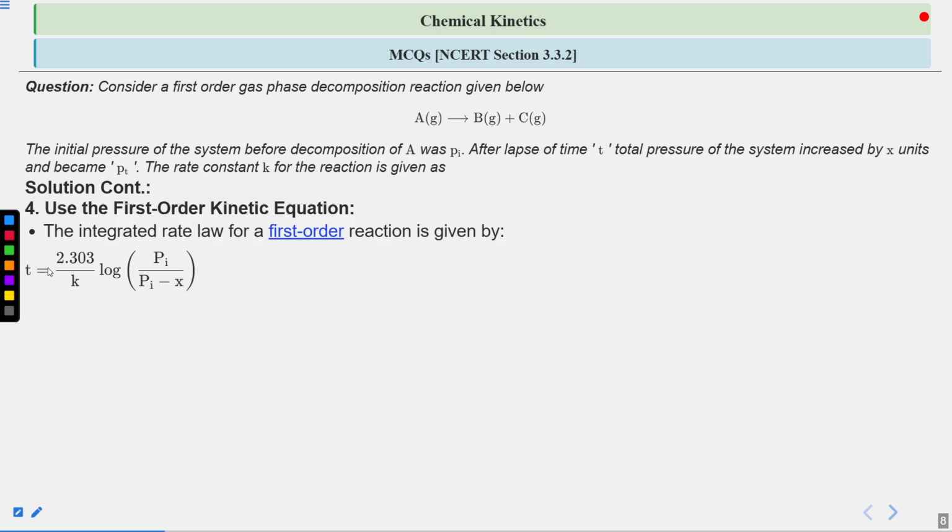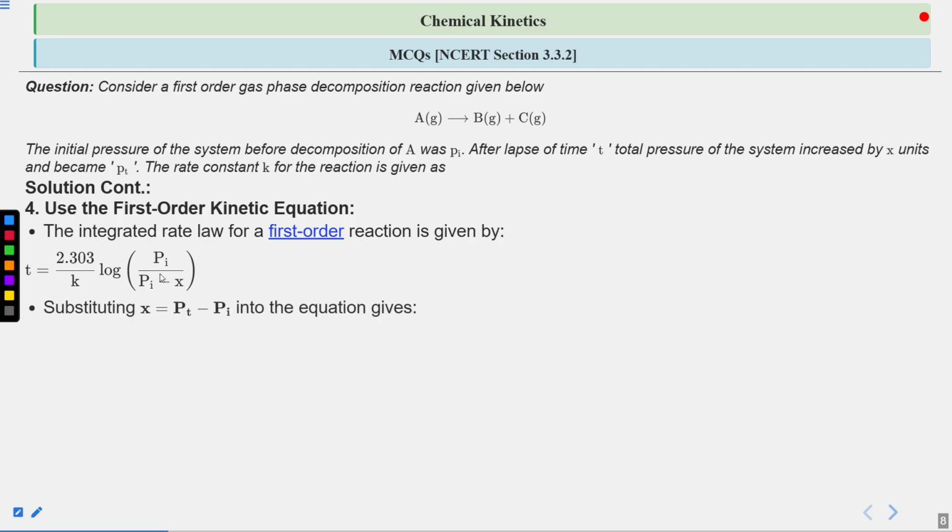time, that is t, is equal to 2.303 divided by k log p initial upon p initial minus x. So this is the integrated rate law in terms of pressure for a first order reaction, where t is time, k is the rate constant, p initial is the initial pressure, and x is the amount of pressure change, decrease or increase.